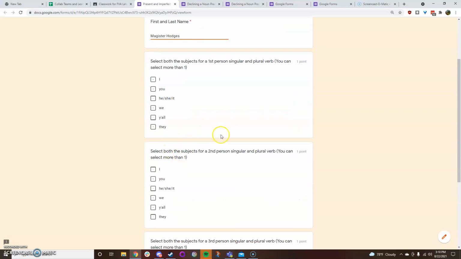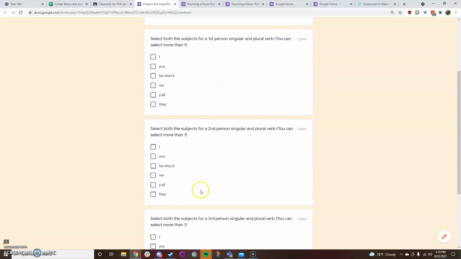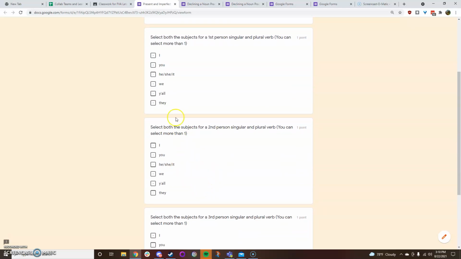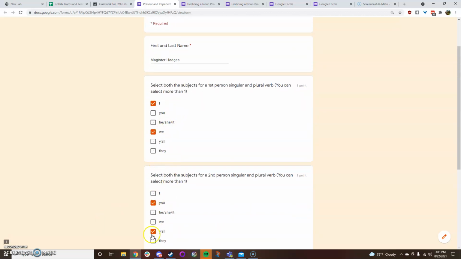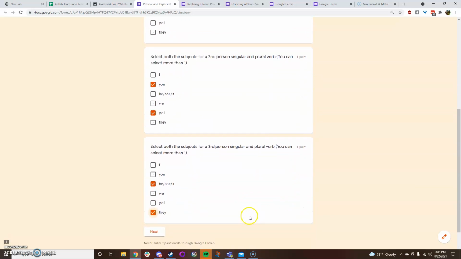So here we're talking about first, second, third person subjects. First person singular is always going to be I and we. If you're talking about second person, you're either talking about you or y'all. And if you're talking about third person singular or plural, you're talking about he, she, it, or they. When we say first, second, or third person, we're talking about who is doing the action.